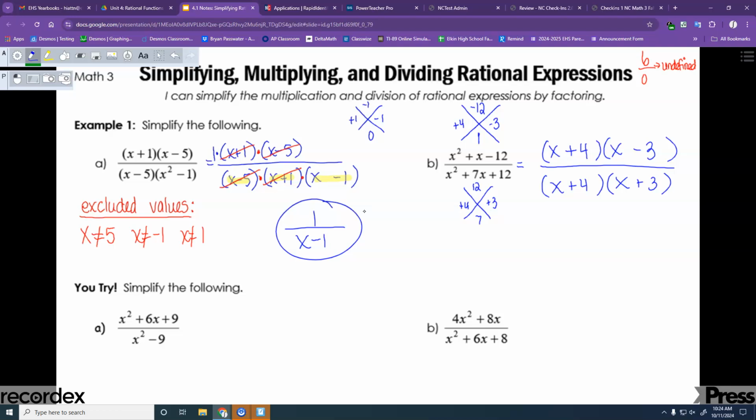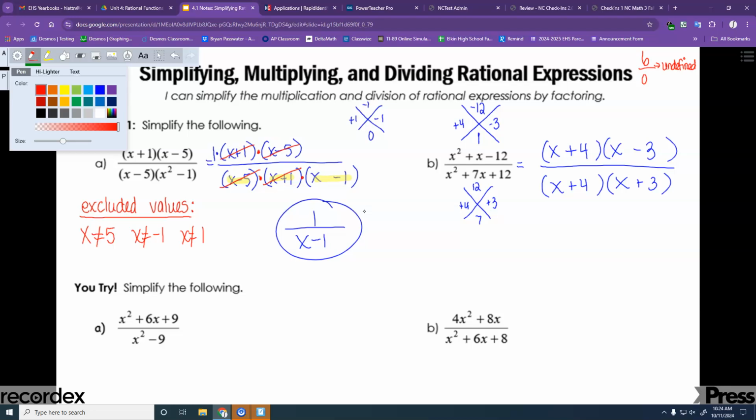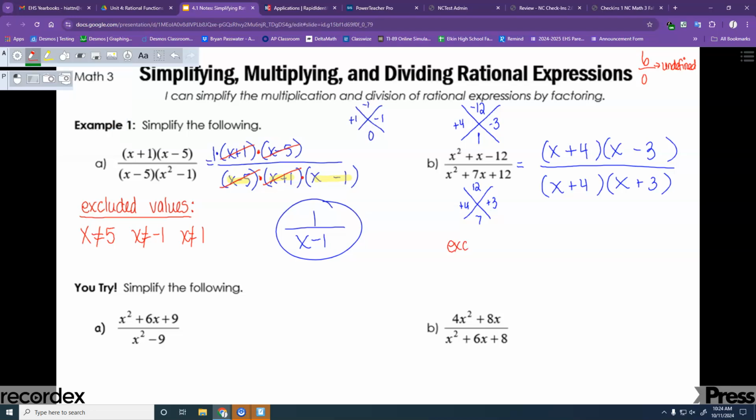Now before we start marking things out, because there's some stuff we're going to be able to mark out, we need to do our excluded values. You're close. It's not all of those. Excluded values only come from the denominator. So that positive 3 is not going to be 1, because it's okay to have 0 in the top.